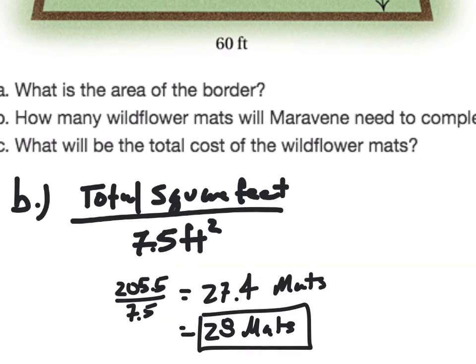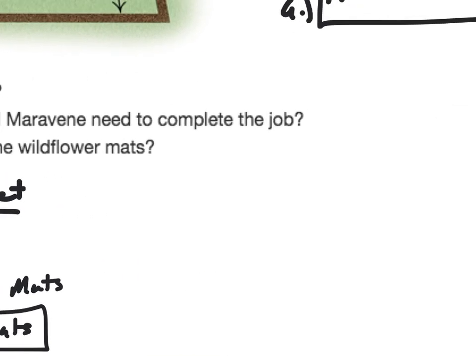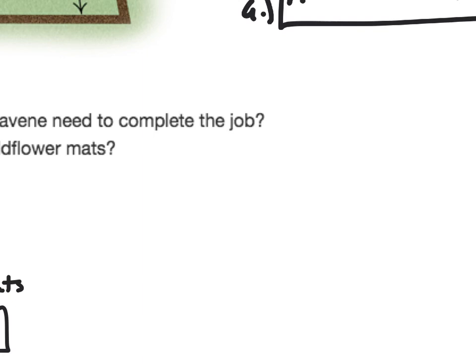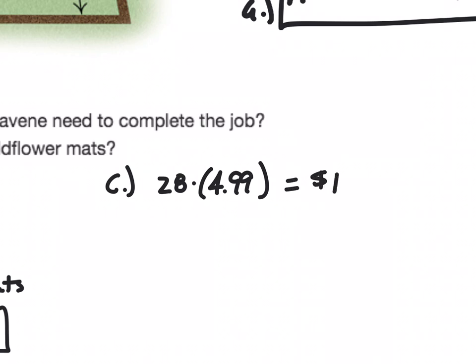Now we want to know what the total cost is going to be. If we have 28 mats and they're $4.99 per mat, then on part C, we take 28 mats and multiply it by $4.99 per mat, and we'll get $139.72. And that's what we have to do with those two numbers.